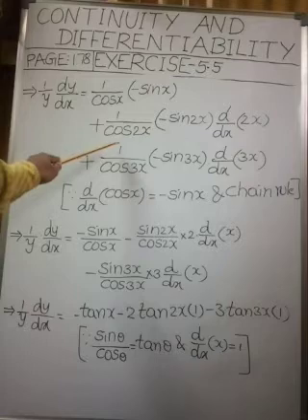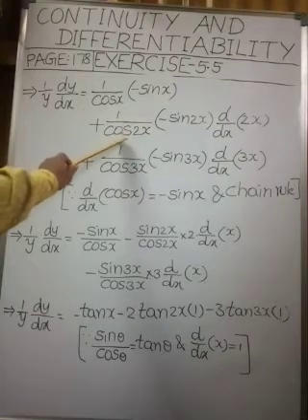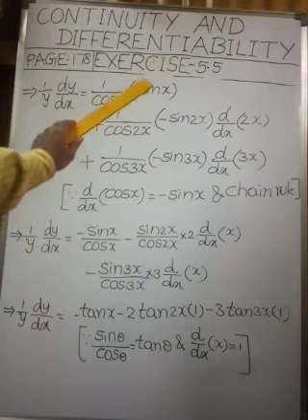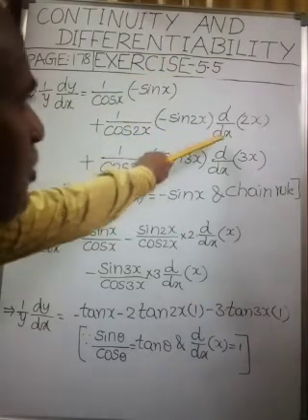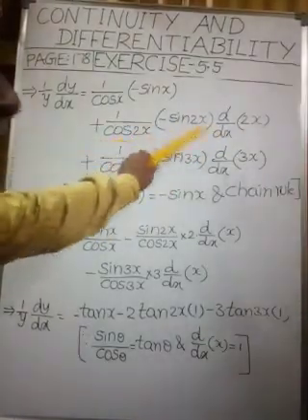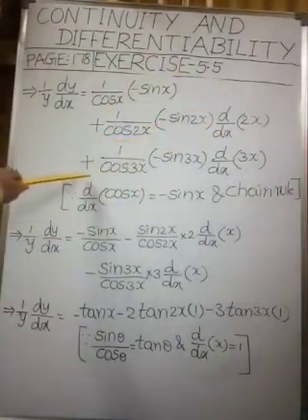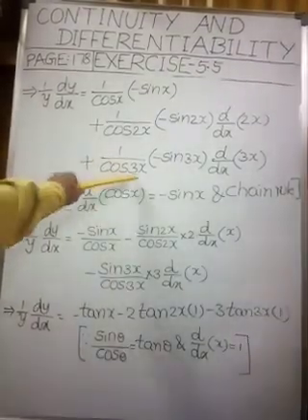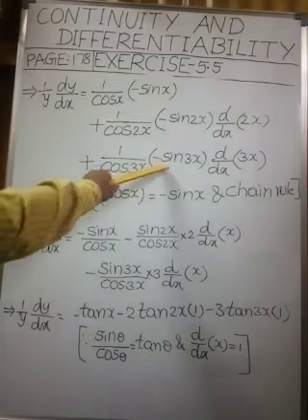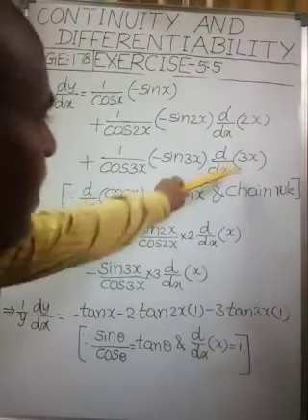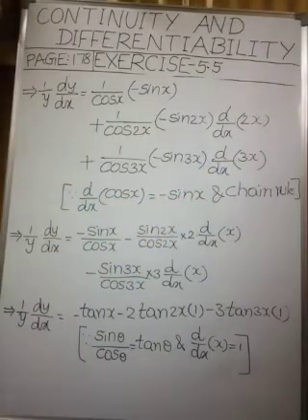Right. Come to the second term. Plus 1 by cos 2x into here d by dx of cos 2x is there. Its differentiation is minus sin 2x into d by dx of 2x. Understood this second term, my dear children? Right. Now come to the third term. Plus 1 by cos 3x into d by dx of cos 3x, minus sin 3x into d by dx of 3x. Understood, my dear children, the third term? Right.